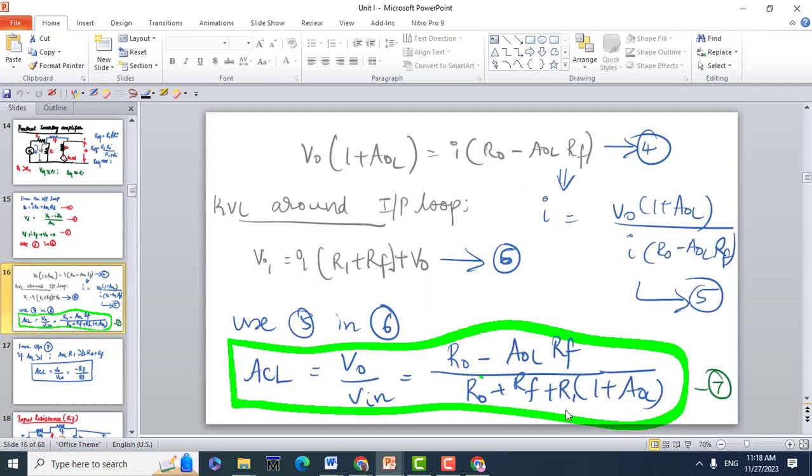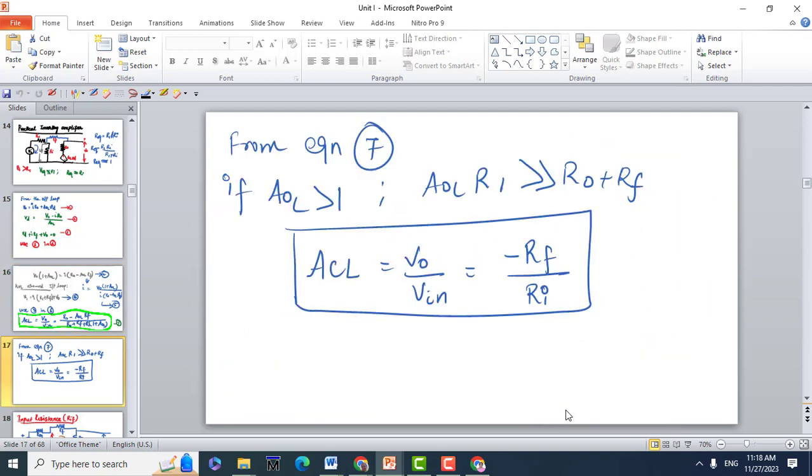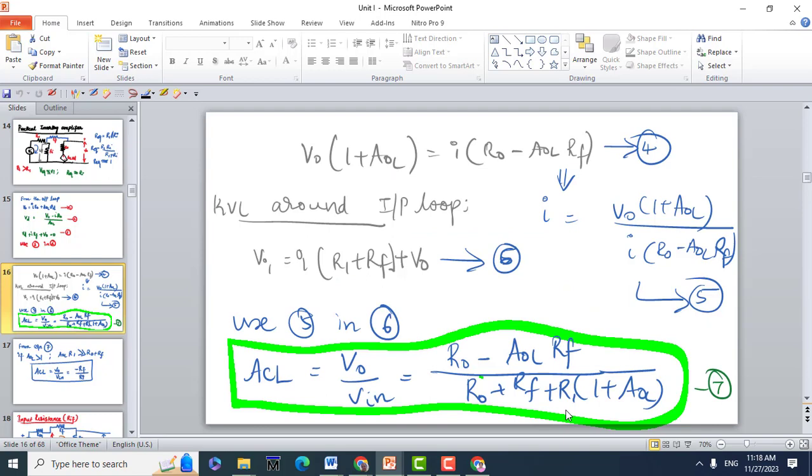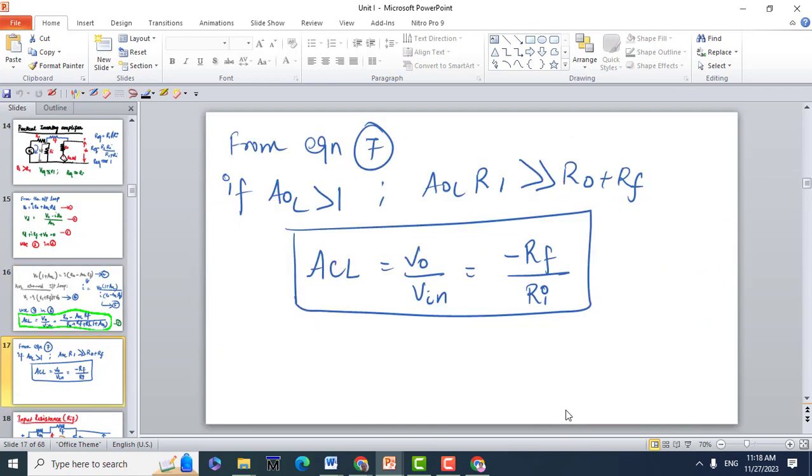This is equation number 7. If AOL is much greater than 1 and AOL into R1 is greater than R0 plus RF, you get the ideal operational amplifier case, minus RF by R1.